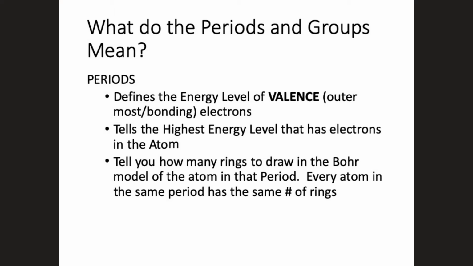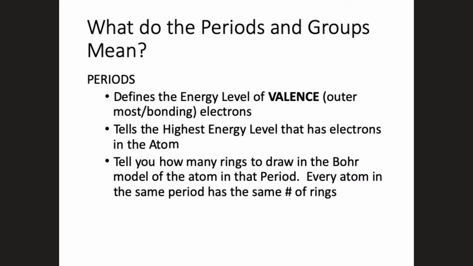Okay, so why do we have periods and groups? What do they mean? Well, the period tells you the valence electron level. Which energy level has your valence electrons? So if an element is located in period 4, the valence electrons are in energy level 4. It also tells you the highest energy level that has electrons in them. So that's the same thing as the valence electrons. So if it's in period 4, that means that the highest energy of the electrons is energy level 4.